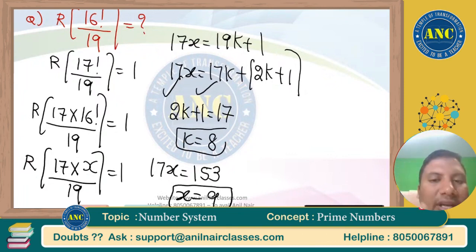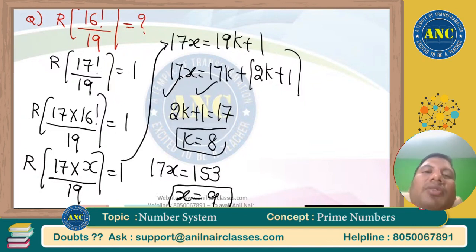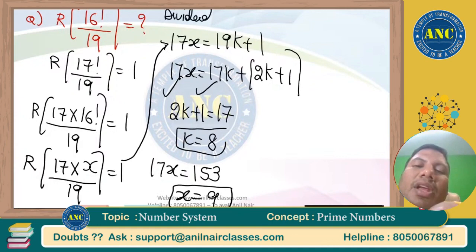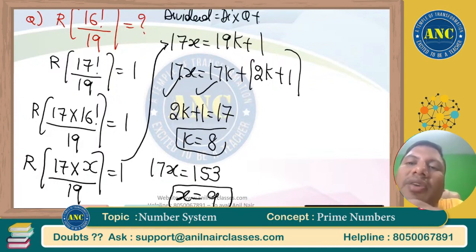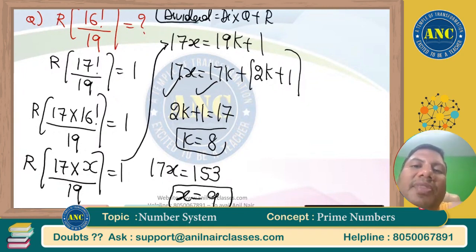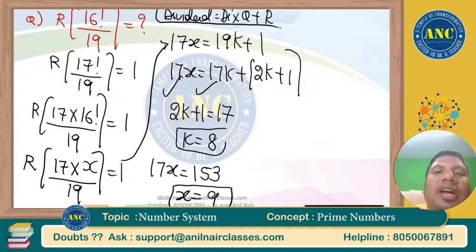This is the step-by-step process. If this step is clear, you will get the answer. 17x is the dividend, 19 is the divisor, k is the quotient, and 1 is the remainder. Dividend equals divisor into quotient plus remainder. I hope the idea is clear.